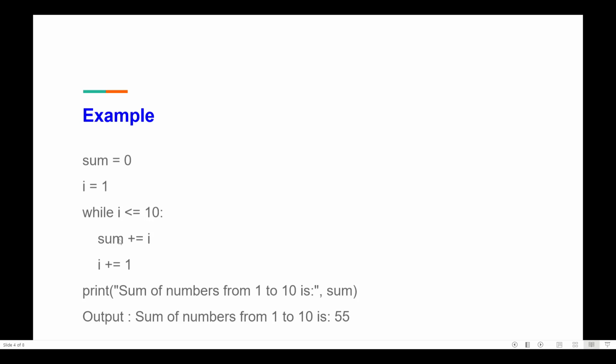It means whatever the number would be till 10, we will add them. So this particular line actually says that: 1 plus 2 plus 3 plus 4 plus 5 till number 10. We have written here print sum of the numbers from 1 to 10 is, and we have written sum here. So this would be the output. Sum of the numbers from 1 to 10 is 55.